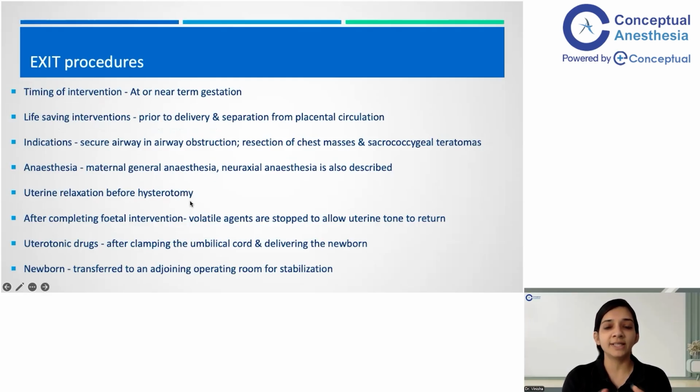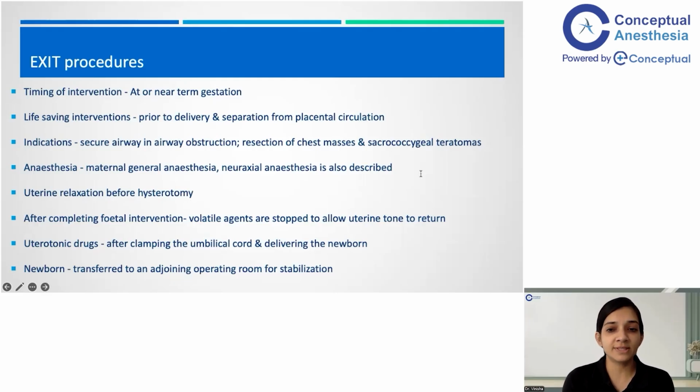The most common indication in this is when you have to secure the fetal airway, like in cases when there's severe airway obstruction from oropharyngeal masses, or there's severe micrognathia in a syndromic child, or some mediastinal masses, and even debulking of sacrococcygeal teratomas can be done by EXIT procedures. The cardiac procedure which can be done, in cases of fetal bradycardia, is the epicardial pacemaker insertion as well.